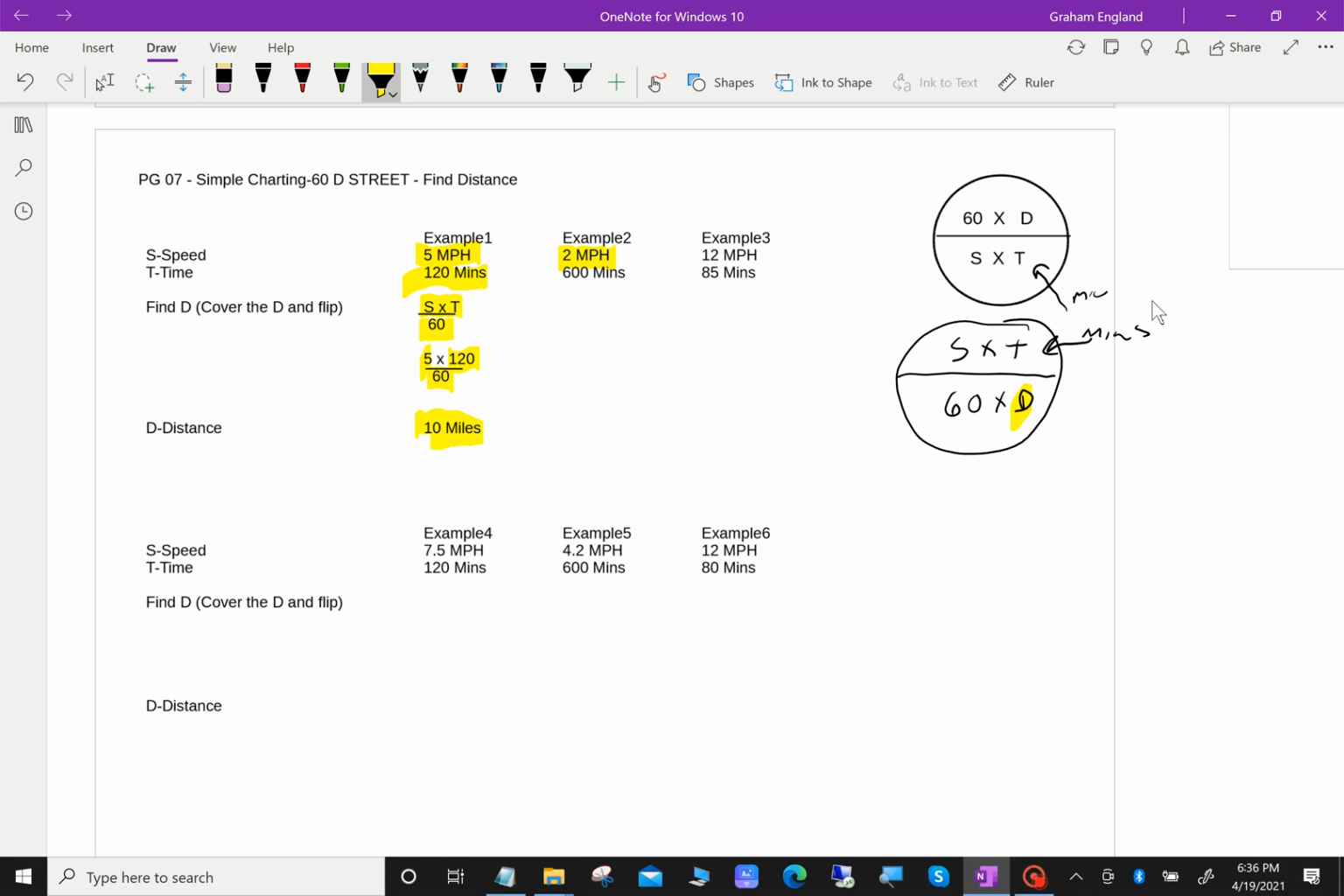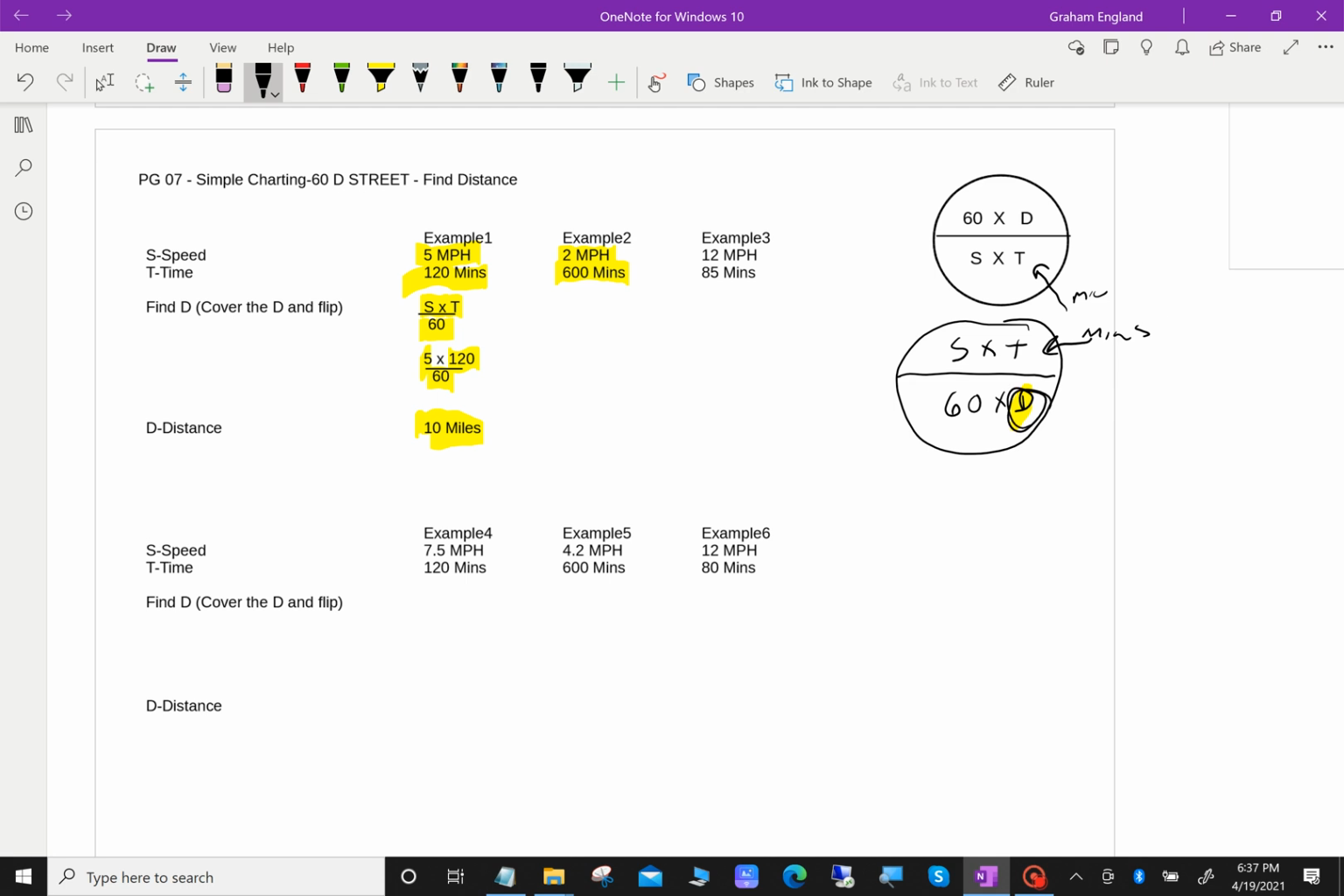Now let's take the second problem. 2 miles an hour over 600 minutes. Now again, the 2 miles an hour, they probably give you the speed. But the time, they might give you a starting time and an ending time. You have to subtract the two and come up with how many minutes it took to go from one to the other. Okay?